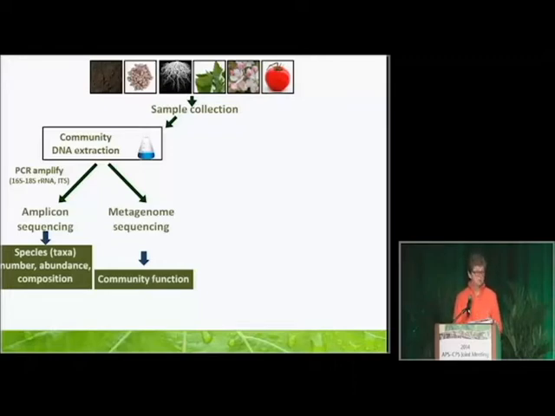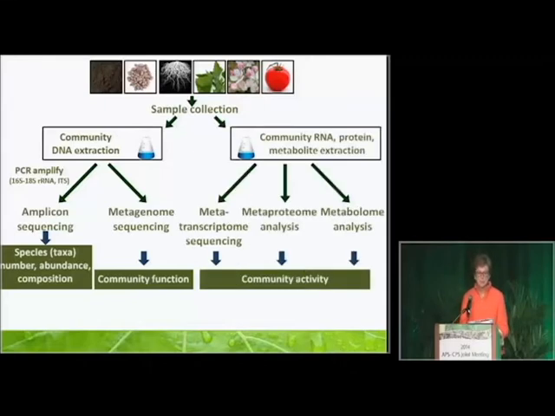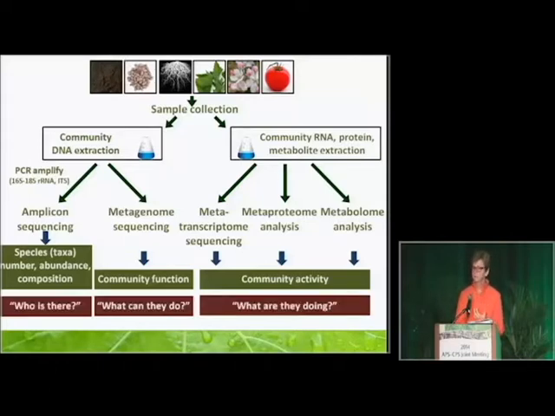to cause problems? The other approach is to look at what they're doing in that community, and that's looking at what genes are expressed, and then either the protein or the metabolites that are produced by those genes. And these technologies would involve the metatranscriptome sequencing, the metaproteome analysis, and the metabolome analysis. So if we look at it from a simplistic point of view, we can ask now: who's there, what can they do, and what are they doing in those communities. Very powerful advances.